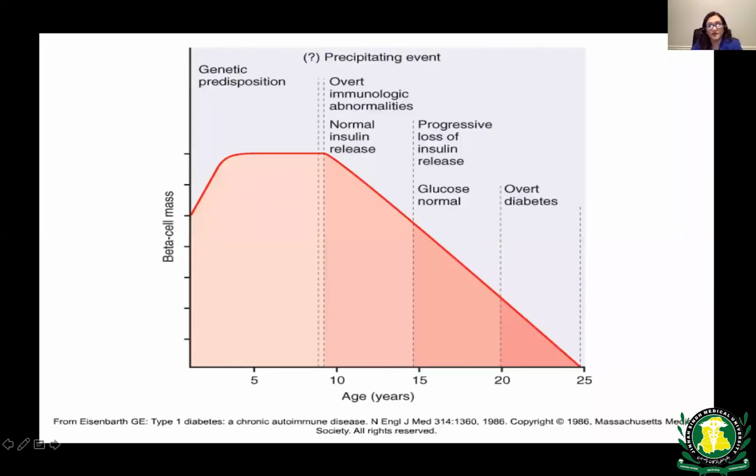So you can see here that one may have a genetic predisposition to having autoantibodies, but it is only when an immune insult occurs that these autoantibodies get activated, and then they attack the cells in the pancreas, and there's a rapid decline in the production of insulin.